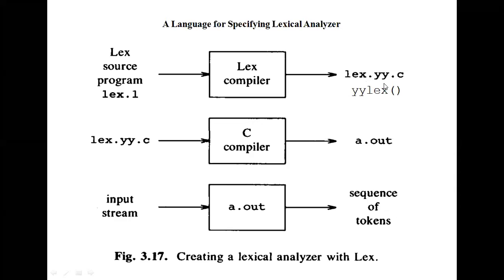Lex generates a C language scanner from a source specification that you write. The source code is written to an output file called lex.yy.c, and by default it has a function called yylex. The lex.l file is given to the lex compiler to produce lex.yy.c, and this lex.yy.c is a C program, which is actually a lexical analyzer program.